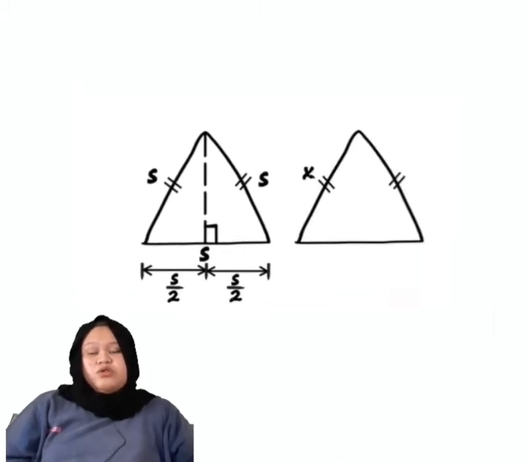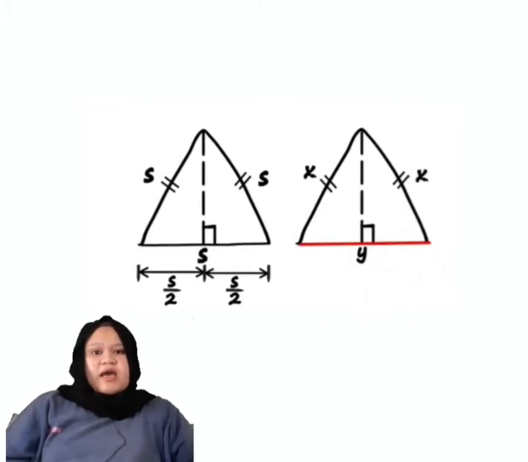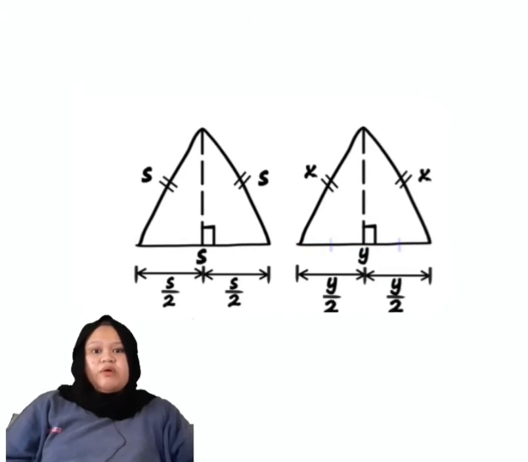This concept holds true even for an isosceles triangle. Here, if we drop our perpendicular to this side, then the two lengths will be equal, both equal to y by 2. So in a triangle, when we have two equal sides and we drop a perpendicular from the vertex joining the two equal sides to its opposite side, then the opposite side is divided into two equal parts.